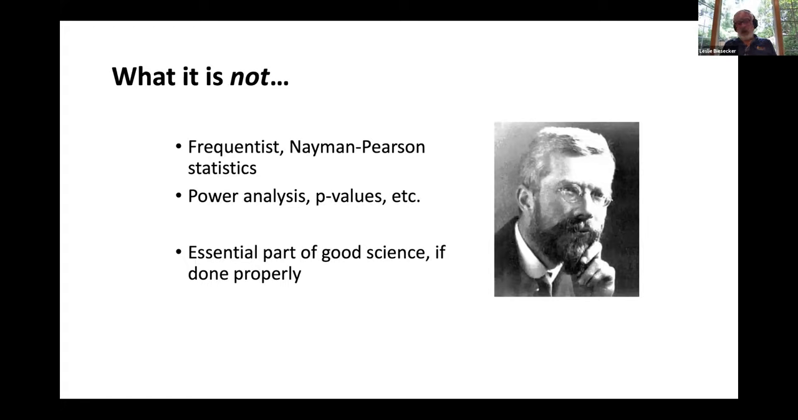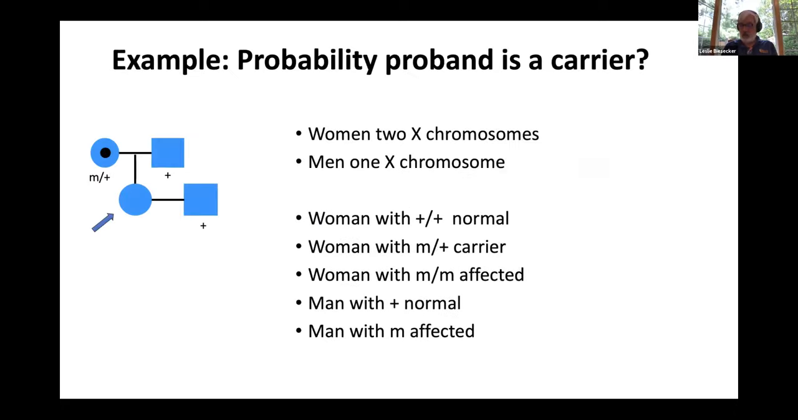Now, what it is not is this other kind of statistics that we're all much more familiar with. That's called frequentist, or sometimes Neyman-Pearson, statistics. That's what we do when we do power analyses and calculate p-values in our papers. It's valid, it's useful, and it's an essential part of good science if it's done properly. But it is completely different from Bayesian probability and Bayesian statistics. You have to understand what the two kinds of probability are used for and how to use them correctly in the right scenario. Okay, here's another classic problem that all clinical geneticists should know how to handle.